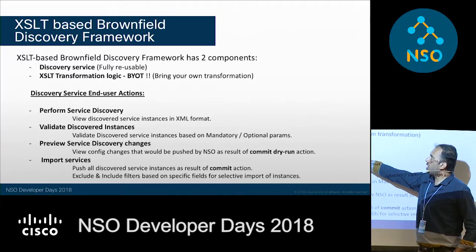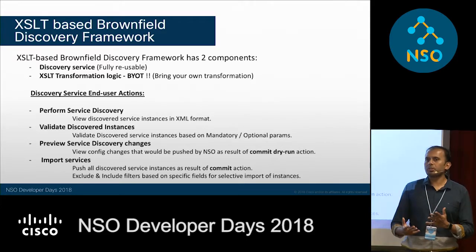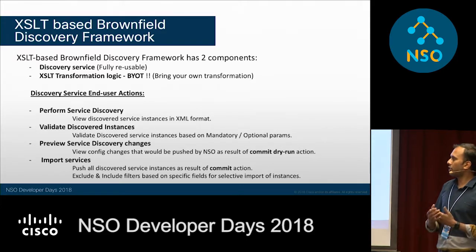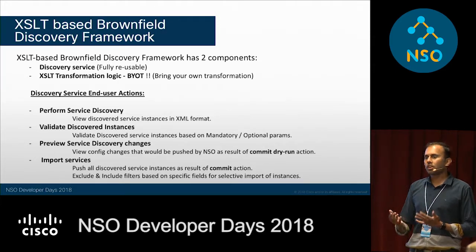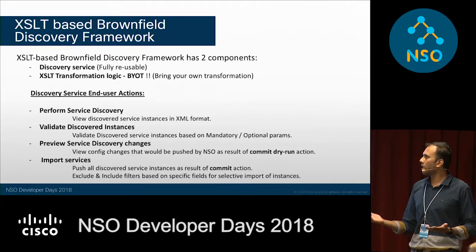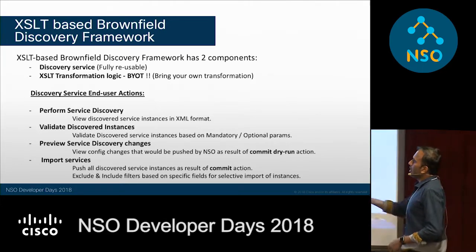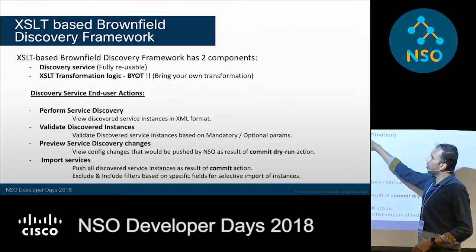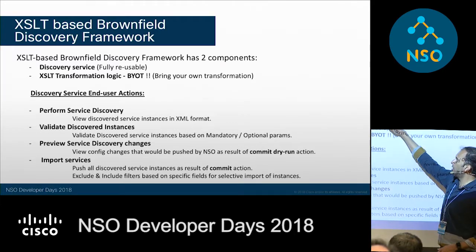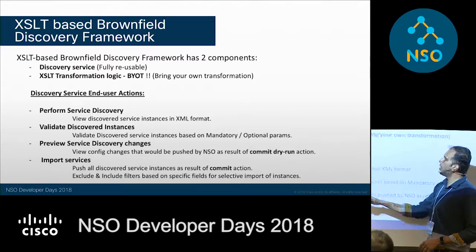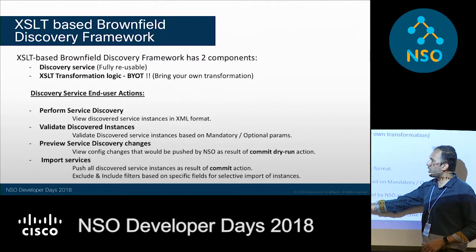And the transformation layer, when you want to perform discovery, you need to write your own transformation. So for IP service, you could have a transformation. For BGP service, you could have a transformation. For VRF service, you could have a different transformation. So this layer is kind of plug and play. This is going to be varying. So this is the variable layer, and the first part is the generic layer. The first part exposes all these end user actions.